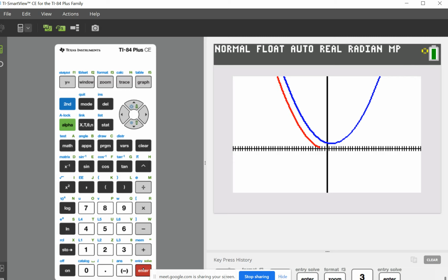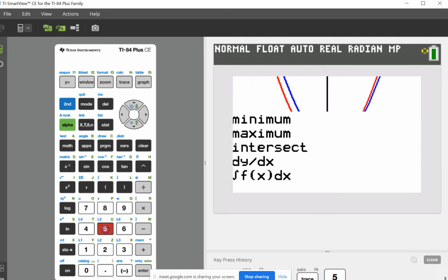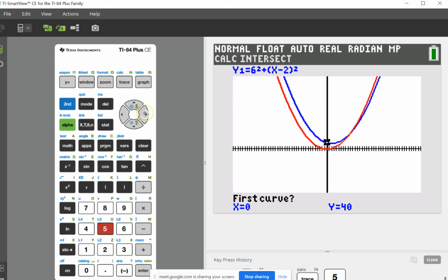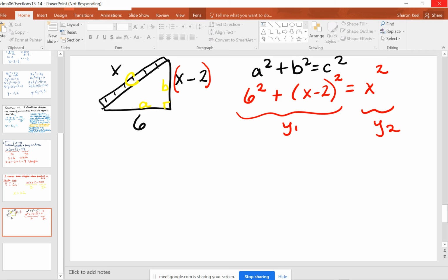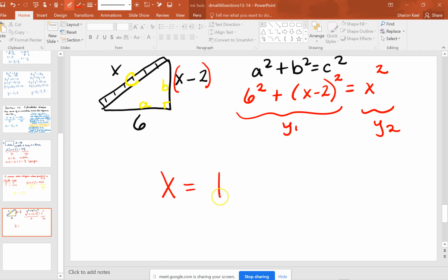Now that I can clearly see where they intersect, right in here, I'm now going to do second trace. Okay, hang on one more time. Second trace. There we go. Number 5, I'm going to move my cursor over near where I see the intersection. I'm going to press enter 1, 2, 3 times until I see the word intersection. My answer for x is 10. So that means here the length of the ladder is going to be 10 feet.